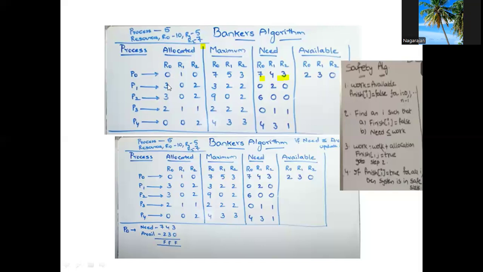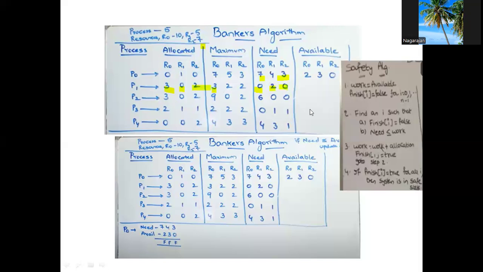Similarly, you can find it for P1. Here the maximum is 3 and the allocated is 3, so 3 minus 3 is 0. Here the maximum is 2 and the allocated is 0, so 2 minus 0 becomes 2. Similarly, here the maximum is 2 and the allocated is 2, so 2 minus 2 is 0.